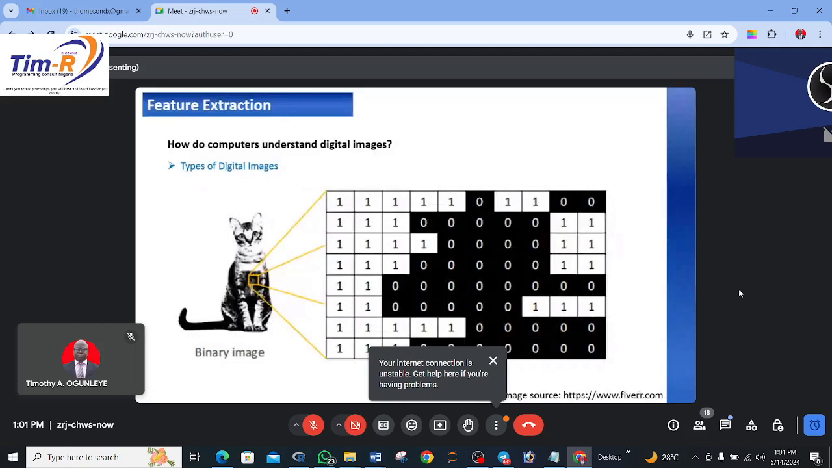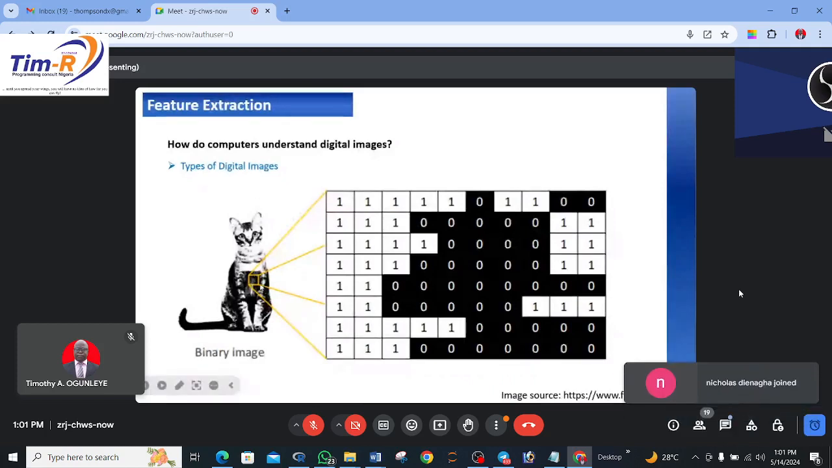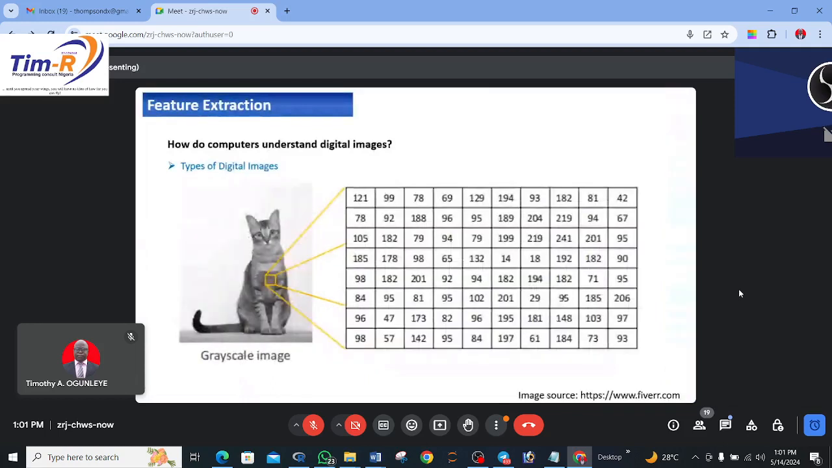What is a binary image? A binary image is an image that is just zeros and ones. For example, you can see this particular pixel here on this image. This is the representation of the binary image in zeros and ones. So that's binary. Now, we will move to the grayscale image. A grayscale image, still for the same pixel on that image, you can see that it's giving different combinations of numbers.